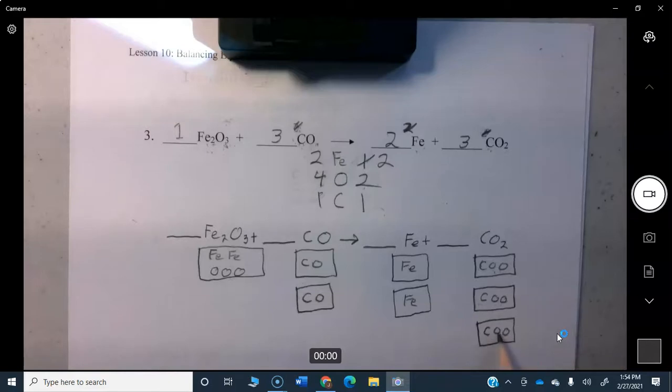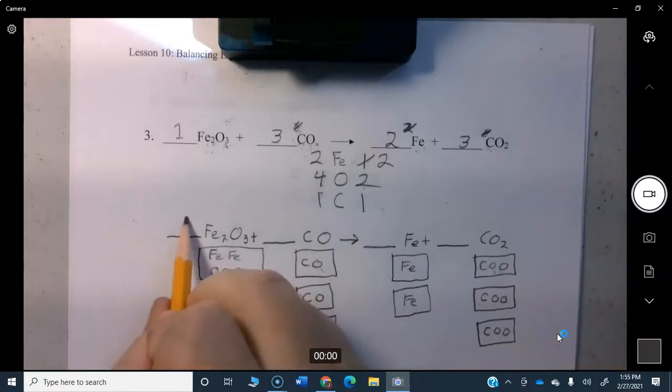So now we have 1, 2, 3, 4, 5, 6, and 1, 2, 3, 4, 5, but we've thrown the carbon out of balance again. You see, this can go back and forth a couple of times. So we need 3 carbon on this side, we need 3 on this side, so we're going to go ahead and put another CO box. So carbon is back in balance, and as it turns out, oxygen is in balance as well. 1, 2, 3, 4, 5, 6, 1, 2, 3, 4, 5, 6. So everybody's in balance, and that's it.